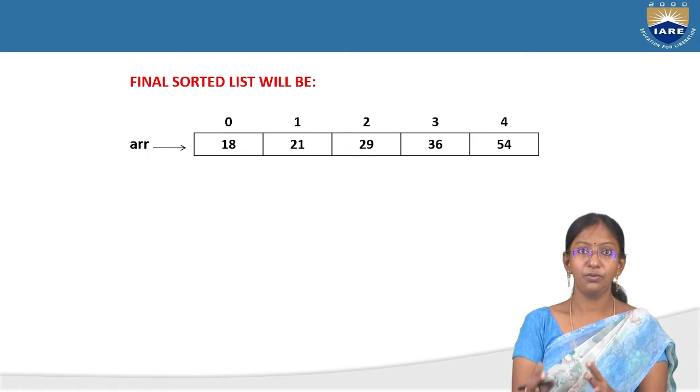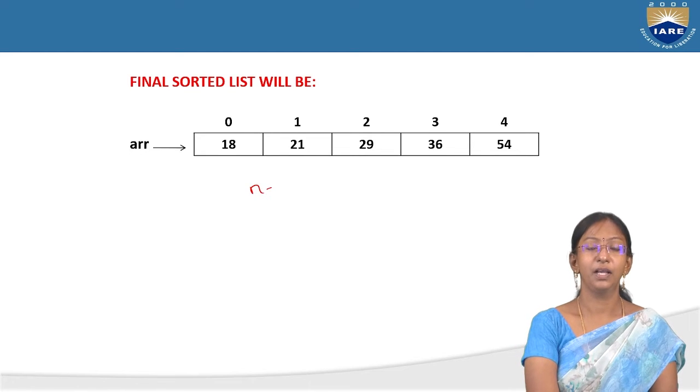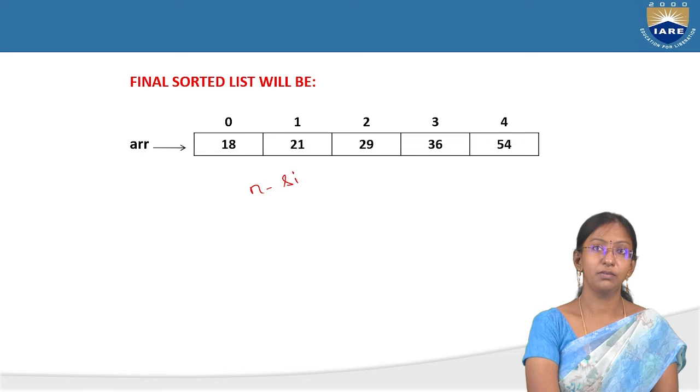So how many iterations are we going to go? If there are n elements in your list, n is the size of the list.